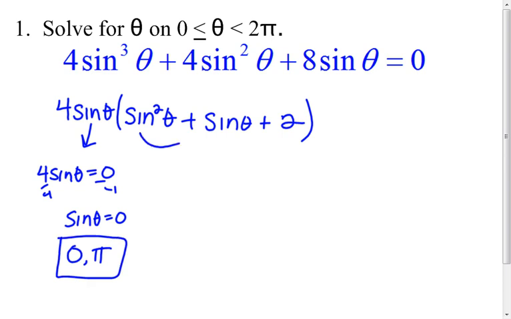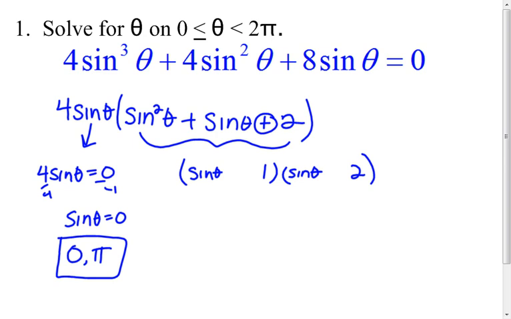This inside part, you're going to see if it factors. So this is sine and sine make sine squared, and then 2 is 1 and 2. Because it's positive right here, it either needs to be plus, plus, or minus, minus. And when you do that, there's no way you can get this positive sign in the middle. So that one doesn't factor, and when it does not factor, then you have to use the quadratic formula.